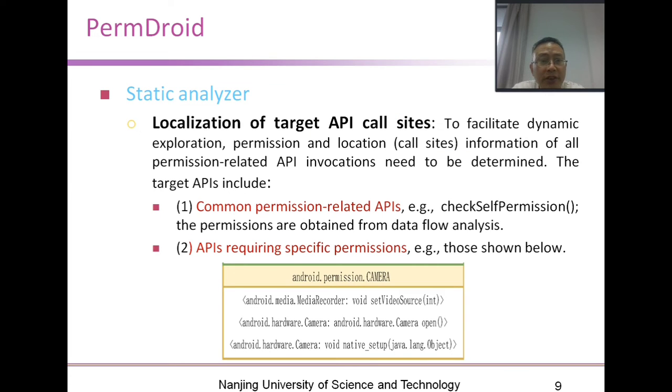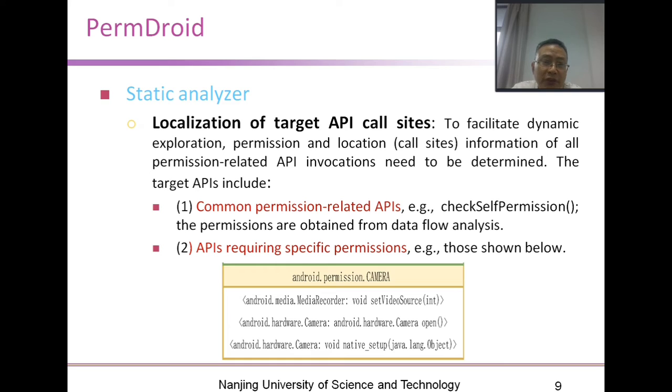In the static analyzer, we have two steps. First, localize the target API call sites. To facilitate dynamic exploration, in the static analysis phase, the permission and the location information of all permission-related API invocations need to be determined. We consider the target APIs include the following two kinds.